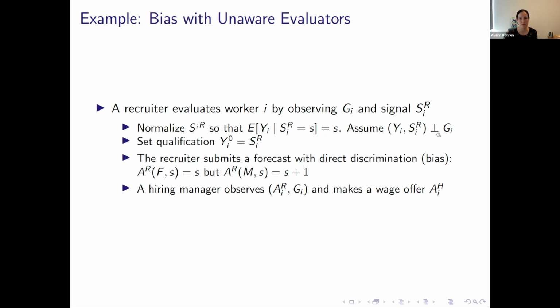So there's no scope for accurate statistical discrimination here. Here, we're going to set the qualification equal to the signal the recruiter observes. And so we want to measure discrimination in subsequent rounds for workers who enter this model with the same exogenous signal.